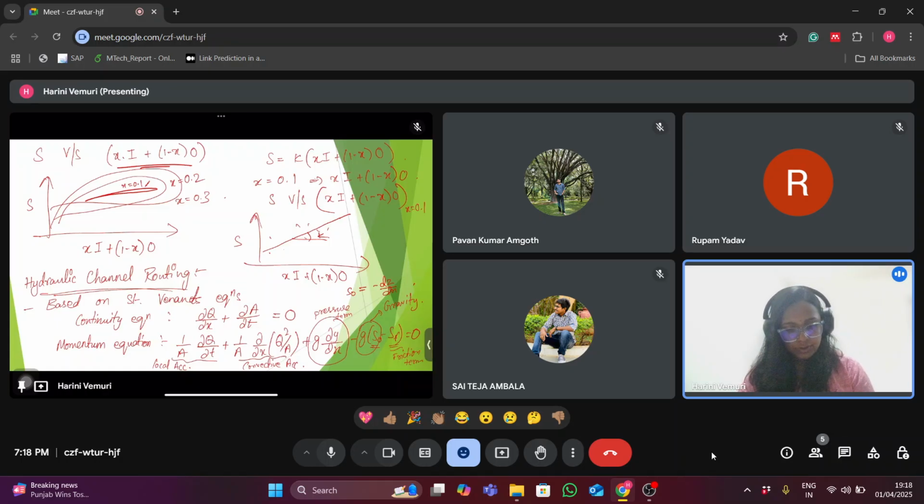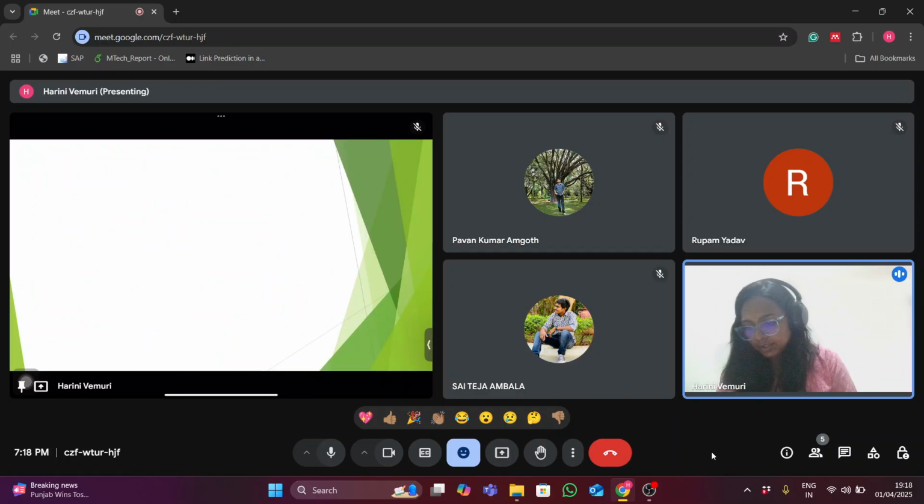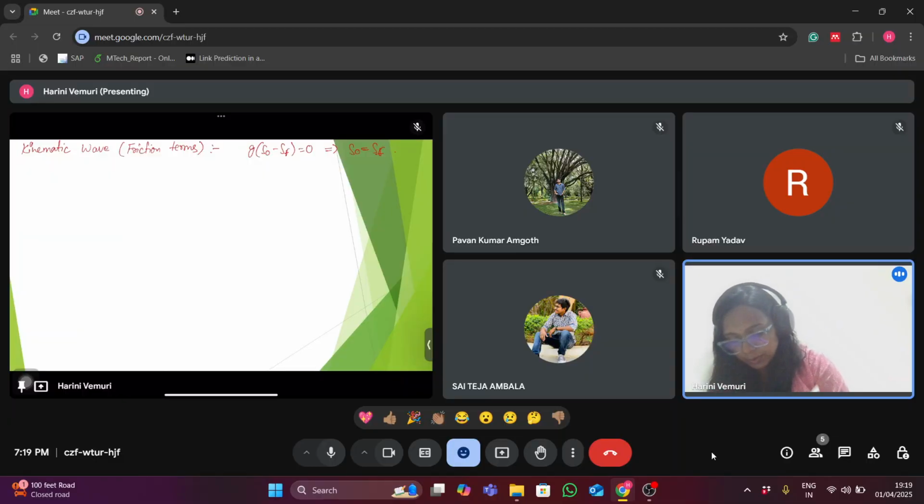Okay, so what we are trying to do is, in that very lengthy equation, when only the friction terms are involved, then it is a kinematic wave. Then the equation becomes G into S naught minus SF is equal to 0. This means S naught is equal to SF. This is the very simplest form of the distributed model.